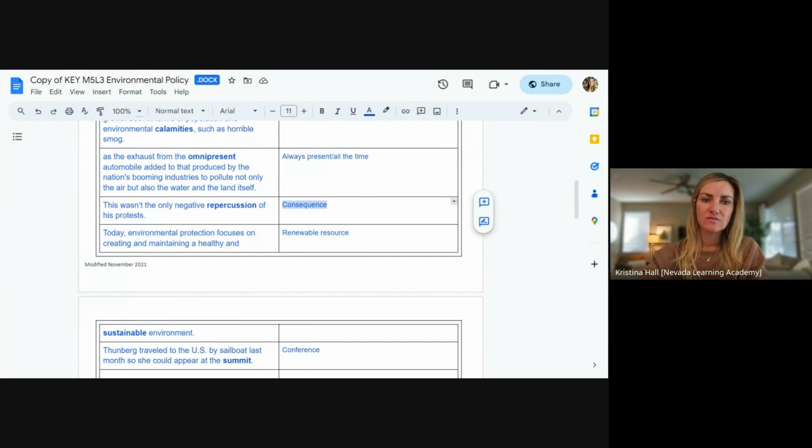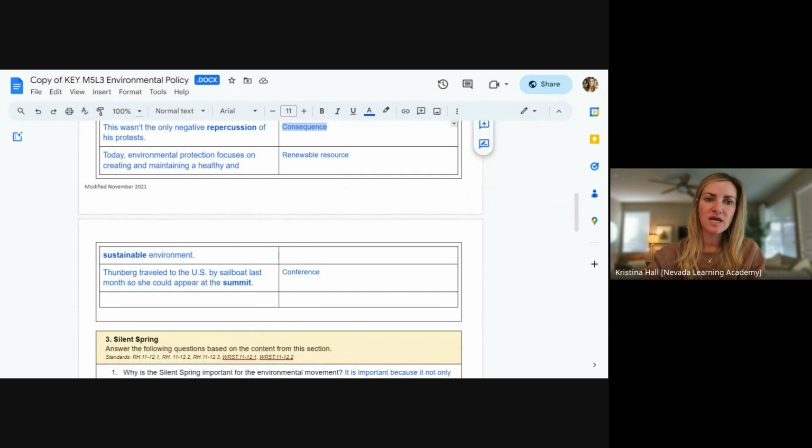Today, environmental protection focuses on creating and maintaining a healthy, sustainable environment. Again, how can we use the resources that we need, but do it in a way that we are not depleting or destroying that resource, right? How can it be done in a renewable way?